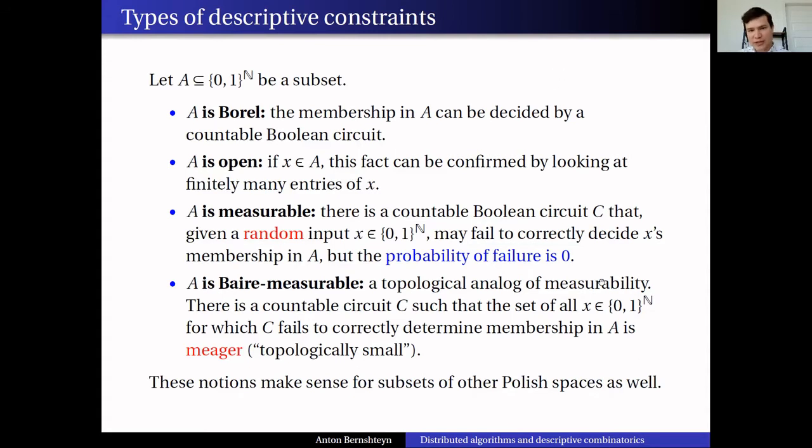These definitions, the way I wrote them, apply to sets of infinite bit strings, but they make just as much sense for subsets of arbitrary Polish spaces. Again, we can talk about Borel sets, and sometimes we even talk about open sets, which is more restrictive. And sometimes we look at less restrictive notions, which are measurability or Baire measurability, where the first one means that it's Borel except for a probability 0 event, and the second means that it's Borel except for a meager event, which is small in a topological sense.